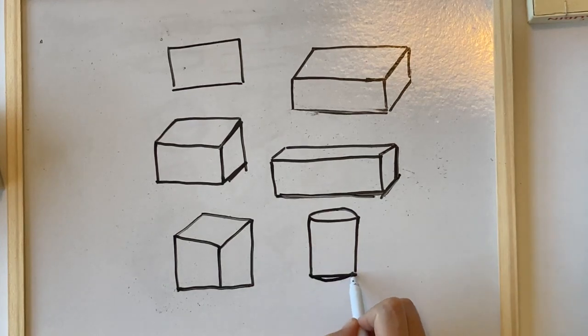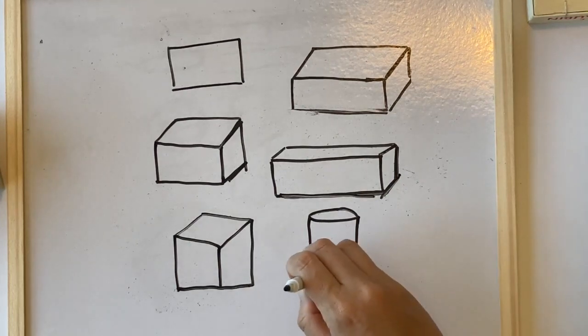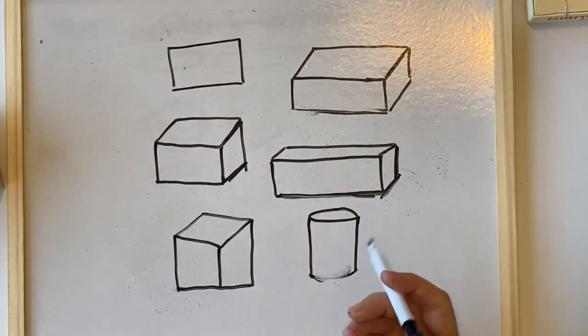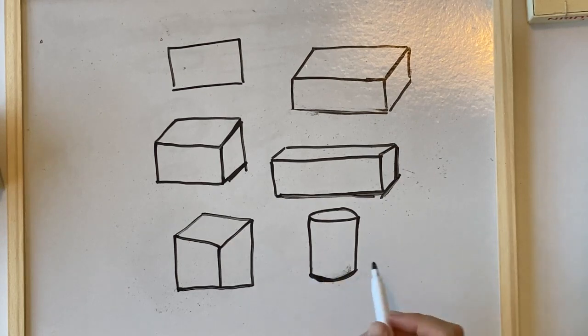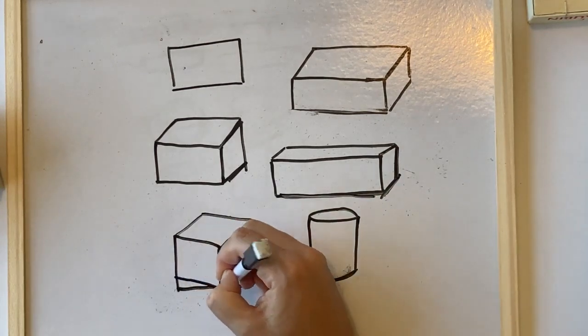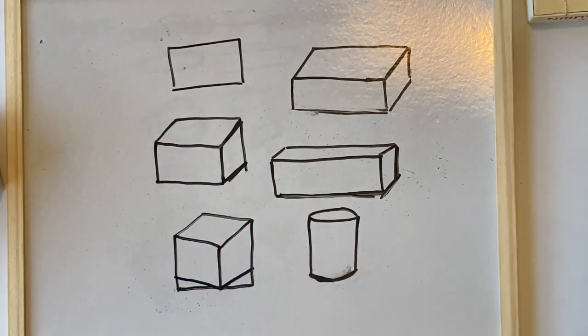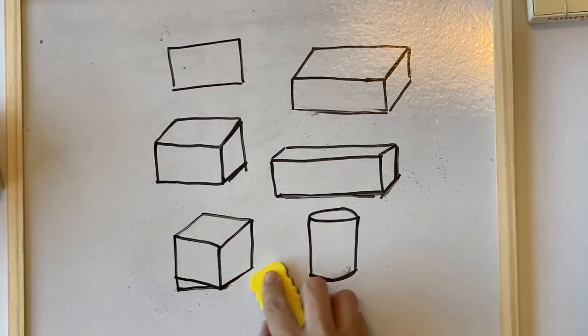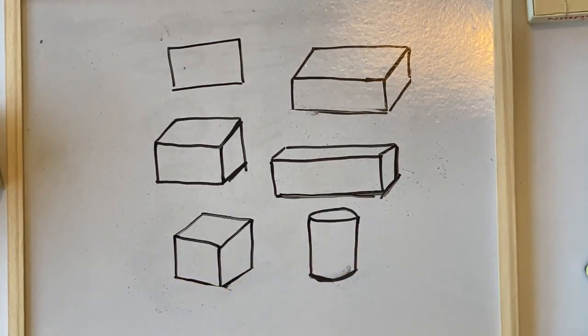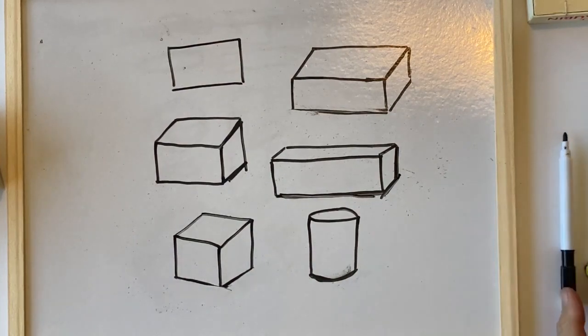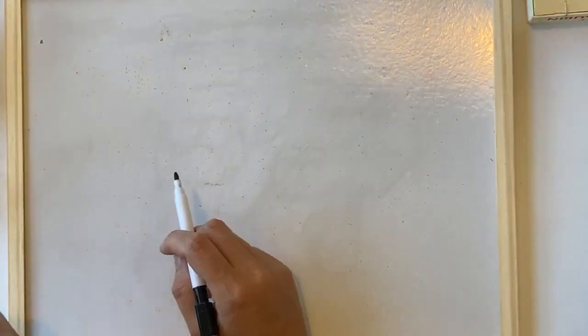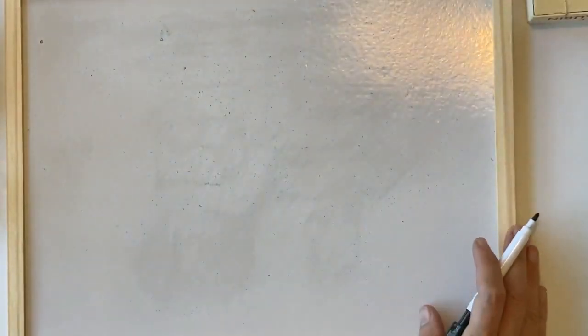Make sure you add the curve and you add the angle. And that's going to give you more realistic forms. Okay, now we're going to draw some imaginary objects before we draw some real objects.